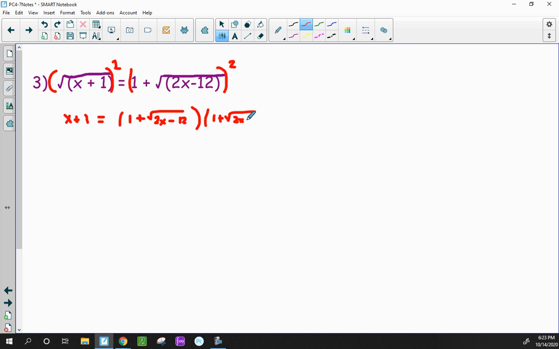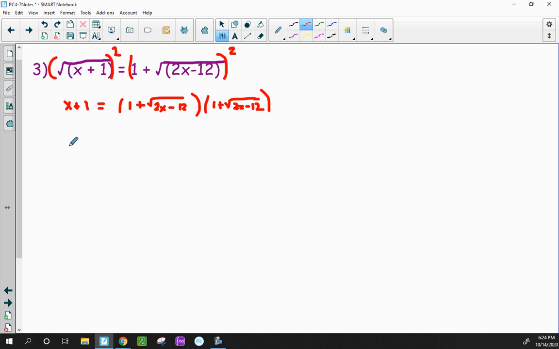And we're going to have to be really careful on the right side because we see 2 binomials, which means we're going to have to FOIL. Okay, so on the left, we copy it down. That's the easy part. And on the right, we're going to do first, 1 times 1, 1. Outside is going to be positive 1 radical 2x minus 12.